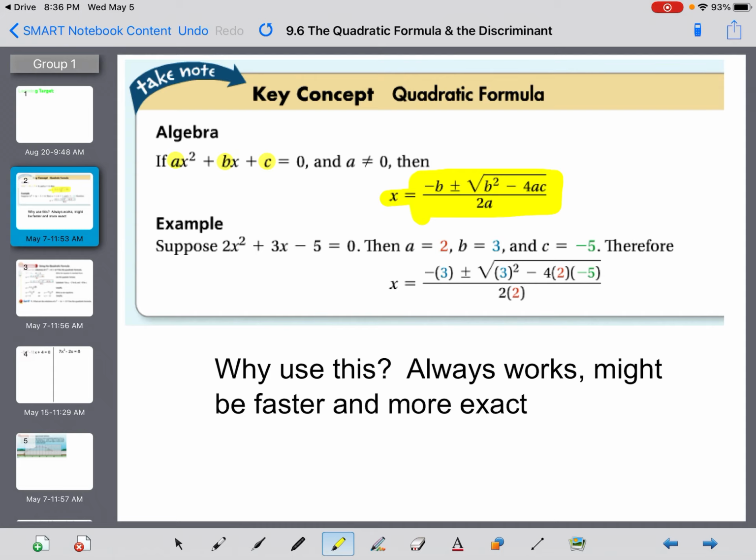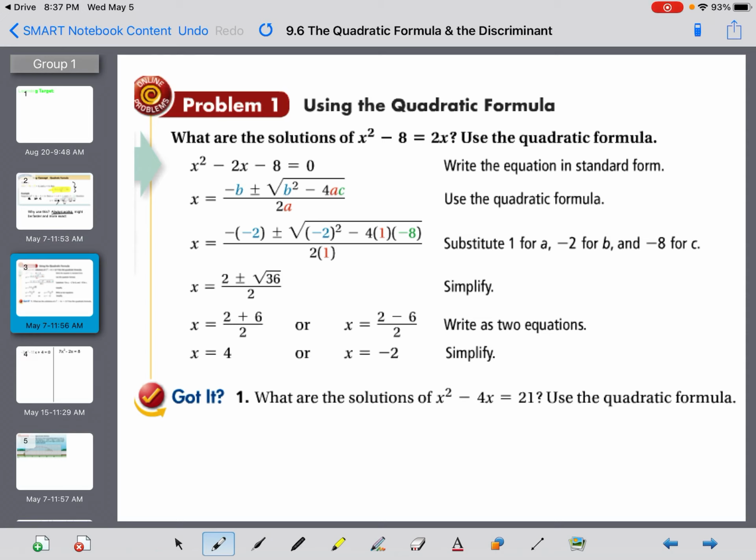Of course here they give you an example, and all you're doing is plugging things in. Here's your a value, which shows up here and here. Your b value is here and here, and then your c value is right there. Once we solve it all, you should get 2 answers because you're doing both the positive and the negative. Why on earth would you use something that's this big and crazy? Because it always works, no matter if you can factor or not. If you're not sure, this will always work, and it might even be faster and more exact than other methods.